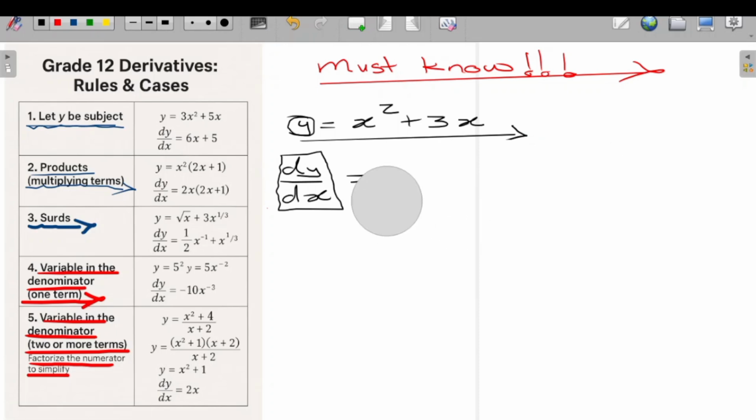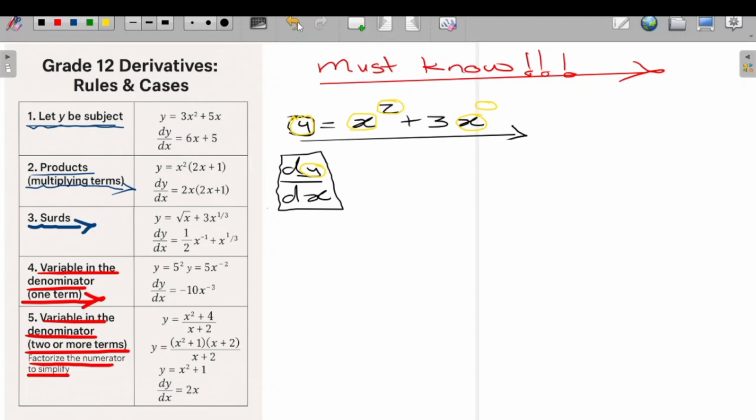So what does that mean exactly? Grade 12s, dy dx means that you have derived y with respect to x. It means you derived the function of y when you were looking at the exponents of x. So that is the concept of dy dx. It means find the derivative of the function of y when you are looking at the exponents of x.